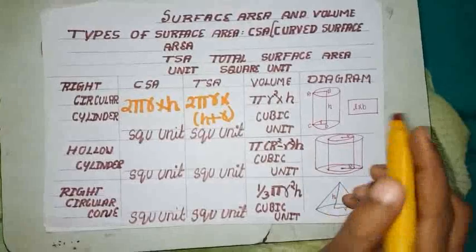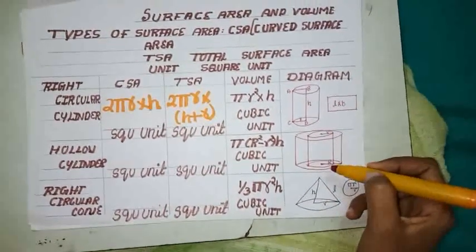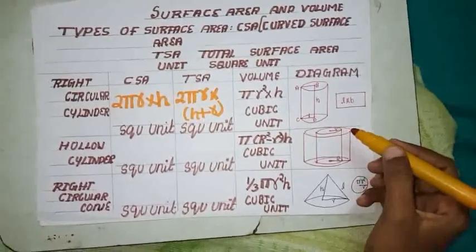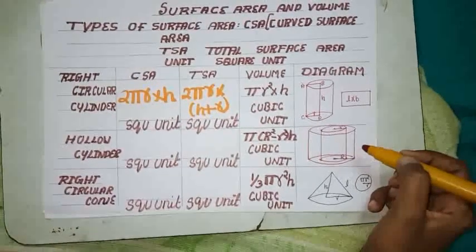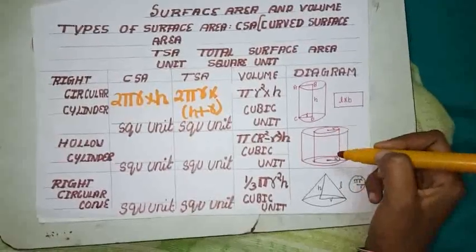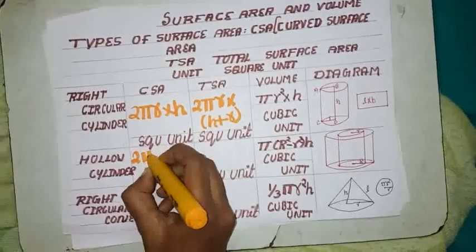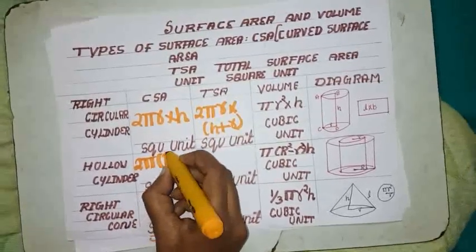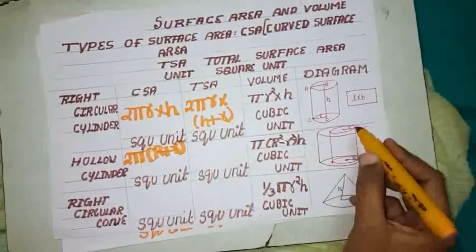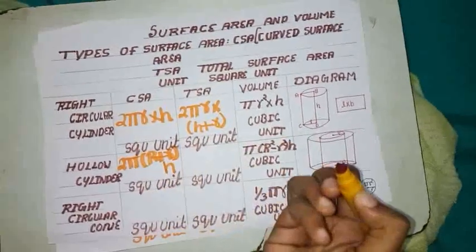Hollow cylinder is the same thing, only the radius is changed. Here there is a single radius, but in a hollow cylinder there is double radius: one for the bigger radius, another one for the smaller radius. So the bigger radius is capital R, the smaller is small r. So R plus r. We should replace 2 pi r with 2 pi, R plus r, into what? Into height h.